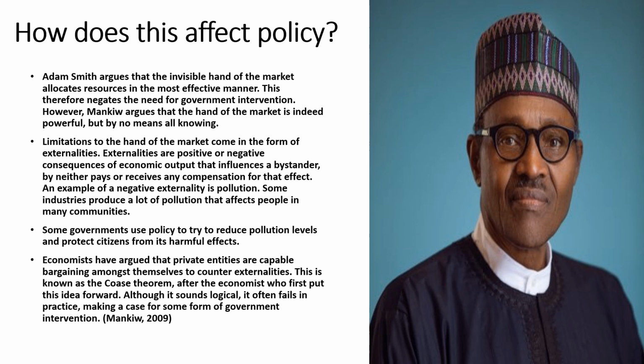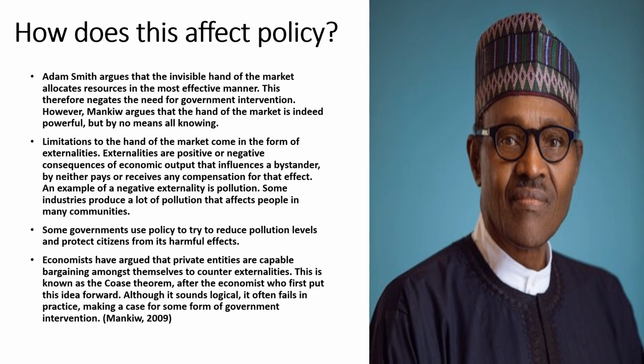So, as we said before, Adam Smith argues that the invisible hand of the market allocates resources in the most effective manner, and this negates the need for government intervention. But Mankiw argues that the market is indeed powerful, and the hand of the market has a lot of power, but it's by no means all-knowing, and there are limitations to the hand of the market that come in form of externalities, and externalities can be positive or negative consequences of economic output that affect the bystander.